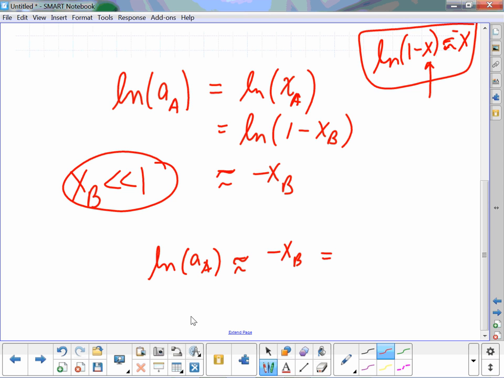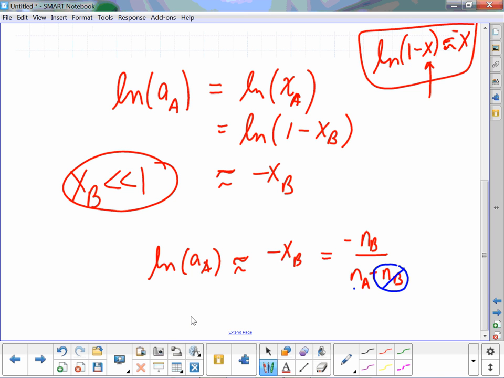So in very dilute solution, what's the general definition of mole fraction? It's moles of B over moles total, right? nA plus nB. And then you have to put a negative there. But if you're dealing with a very dilute solution, what is this nB compared to nA?